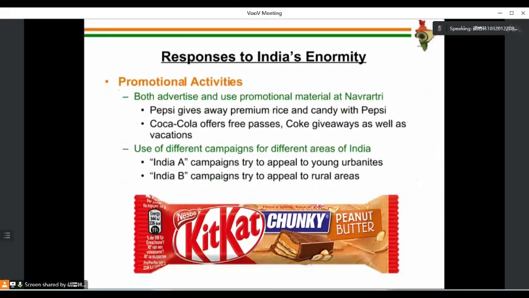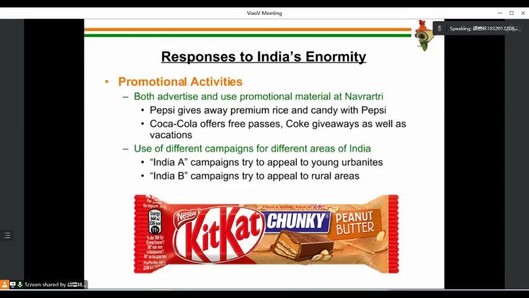And this one is their promotional tactics. Okay, their activities. Both of these companies, Pepsi and Coca-Cola, give out a lot of promotional materials. Okay, like in a festival called Navratri, okay, they give out premium rice, because Indians really have rice as their main staple, okay, and also candy as well. Okay, Pepsi gives away rice and candy, while Coca-Cola gives passes, like for example, cinema tickets, and also vouchers for vacations, for the discounts.